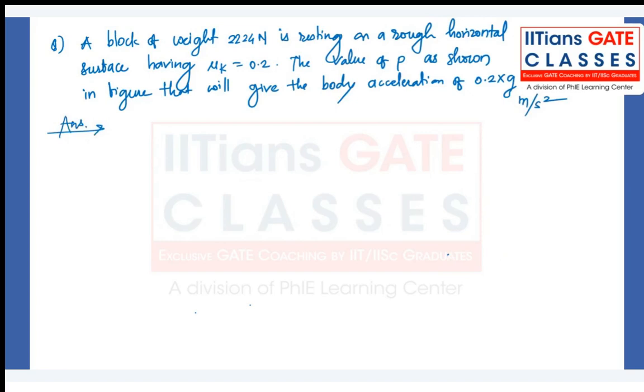Okay, a block of weight 2224 Newton is resting on a rough horizontal surface having coefficient of kinetic friction. I already explained to you when we studied friction, there are two types of friction, static and dynamic. You can also call it kinetic. The theoretical background I have already given to you, so I'll not go into those details.